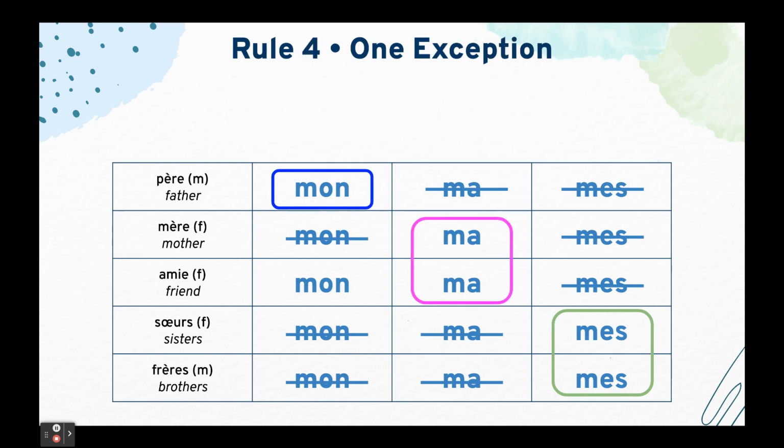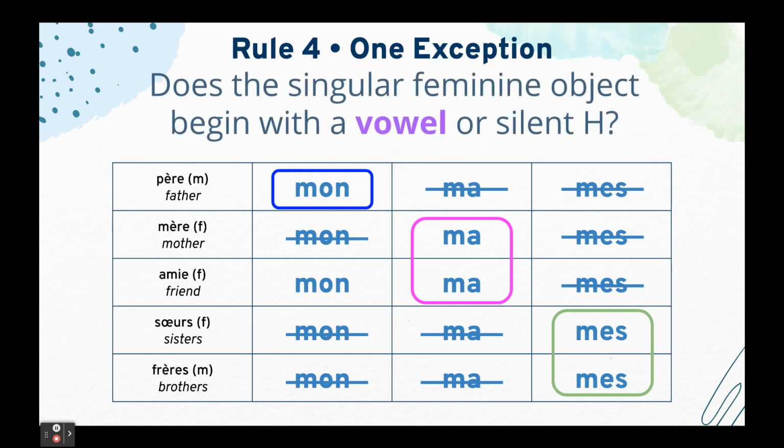However, there's one exception. Rule number 4. Does the singular feminine object begin with a vowel or a silent H? In the case of ami, the answer is yes. It does begin with a vowel. So we can't use ma. We have to use mon. So we have mon ami instead of ma ami.